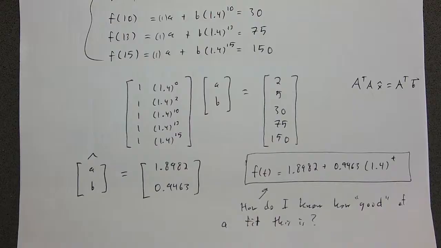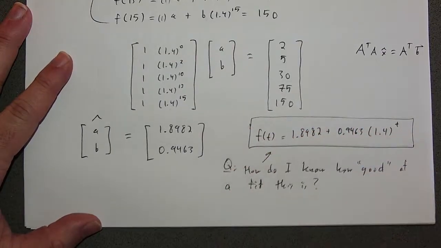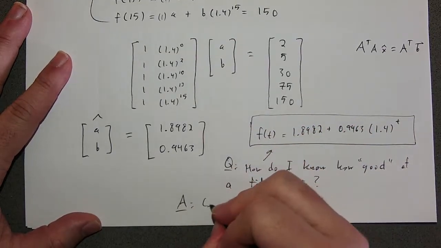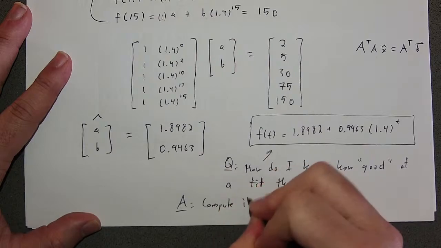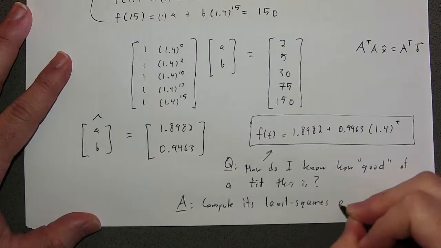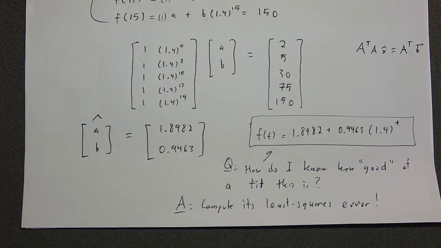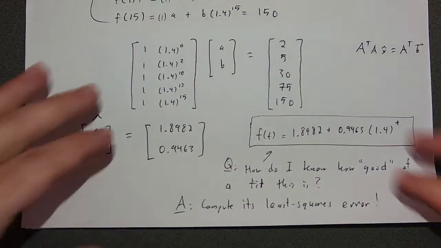I'm going to go ahead and compute the thing that I have to compute in order to do that, so that when the other model comes along, we have that in front of us. But the answer to this question is: compute its least squares error. So this is what I do. What is the least squares error here? Remember, the least squares error is this thing.